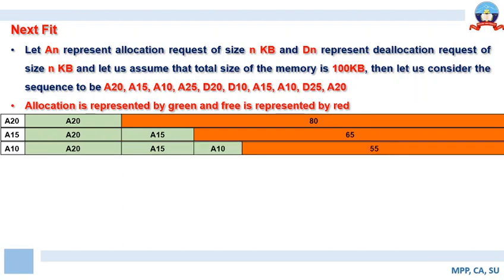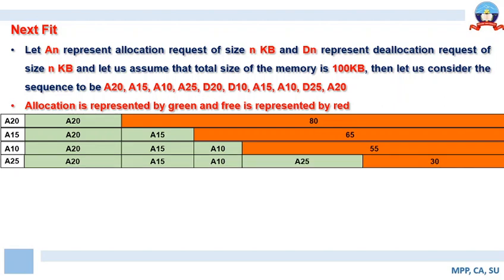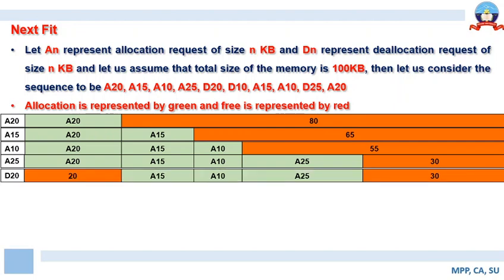Then we have a request of 10 kilobytes. So now the free space is depleted to 55 kilobytes. Then we have a request for 25 kilobytes. So now we have the free space depleted to 30 kilobytes. Then we have a deallocation request of 20 kilobytes.